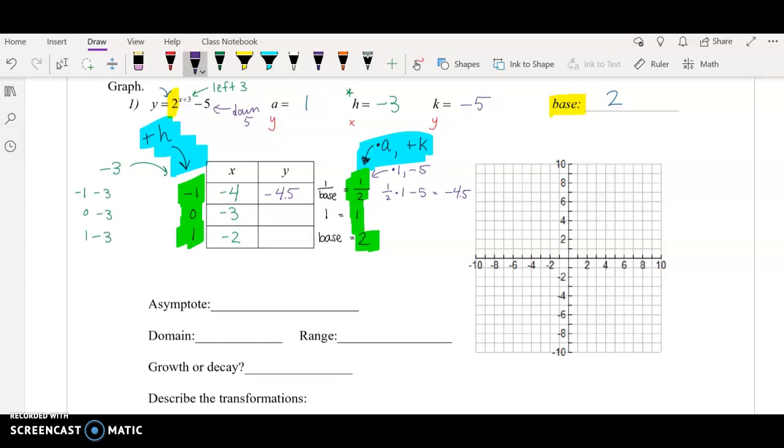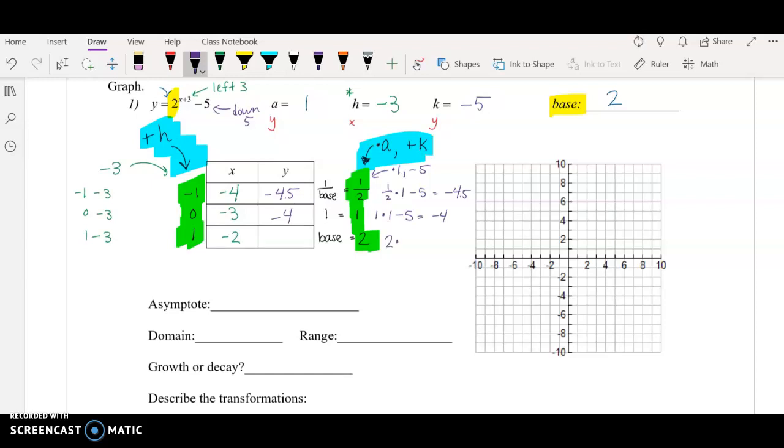And so we're going to take our next value. We're going to do 1. We're going to multiply it by 1 and subtract 5. We're multiplying by a and adding k. So 1 times 1 minus 5 is -4. That's our new y value.